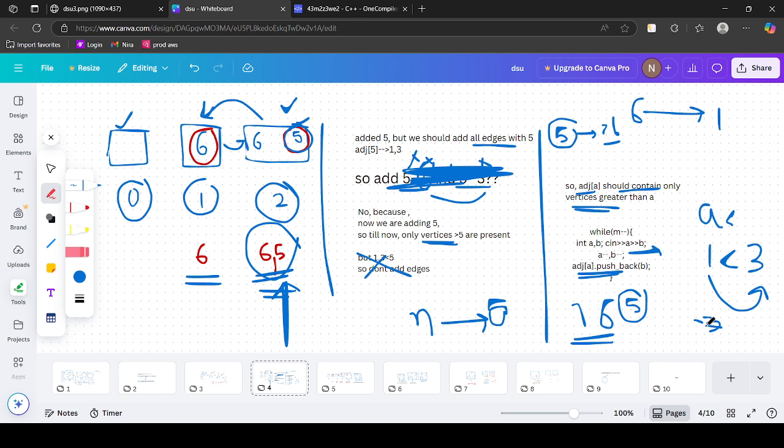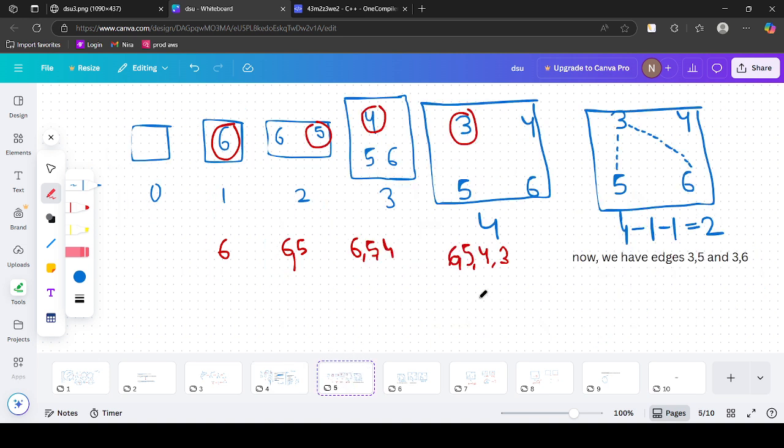But we have seen that at a stage when we are adding A, the nodes that will be in the graph are surely greater than A. So for a meaningful representation of adjacency, it should contain only the nodes which are greater than A. So adjacency of A dot push_back B, because B is greater than A. And now let's continue the dry run.